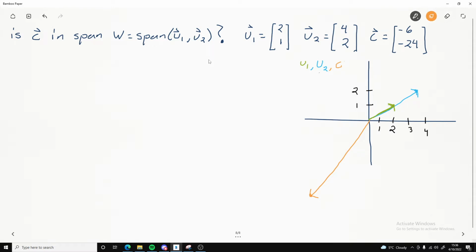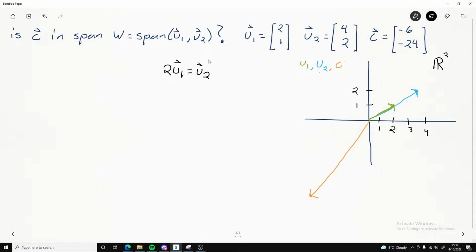in R2. So we'll go ahead and say that this is in R2. This is in a two-dimensional space, R2. And you can see that we have a vector u1, which is equal to 2 and 1, and then 4 and 2 for u2, and finally c is negative 6 and negative 24. And so what we can say here is there's a relation between u1 and u2 such that 2u1 is equal to u2, meaning that if we multiply 2 by u1, we should be able to achieve u2, right? 2 times 2 is 4, and 1 times 2 is 2. And so 2u1 equals u2.